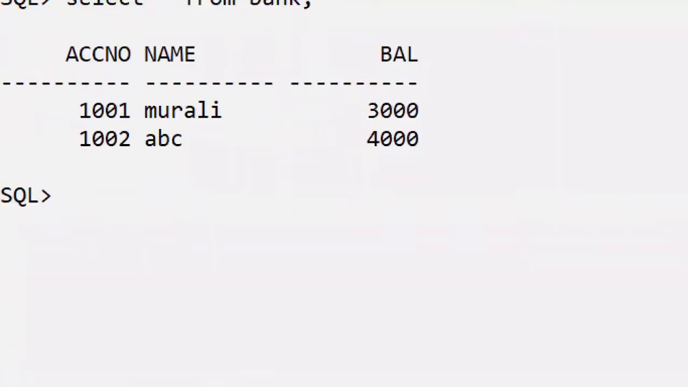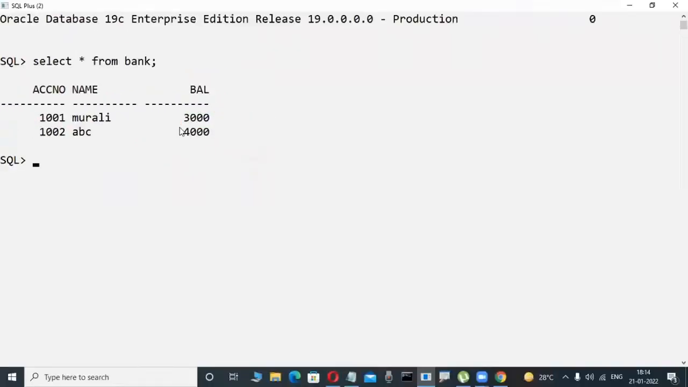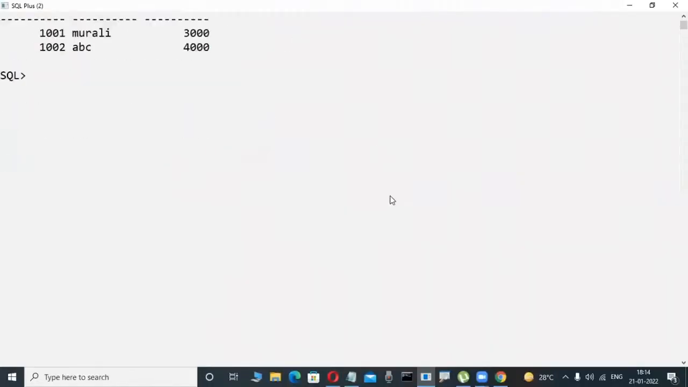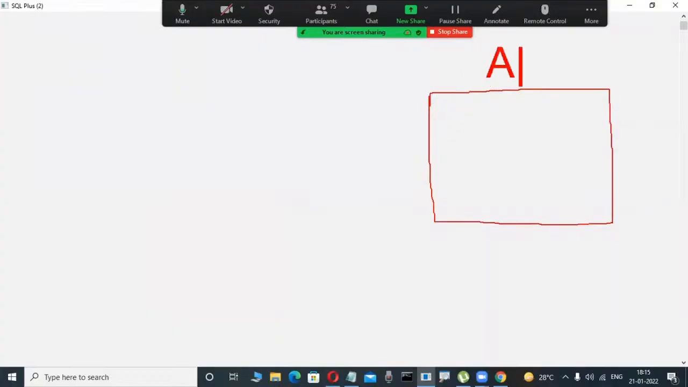Suppose this data, observe it for one minute only. 1001 is an account number. My name is Murli, I'm an account holder. My balance is how much? 3000. Observe here, my balance is 3000, for example. Now check out the scenario. This is an ATM machine, for example. I'm telling one scenario, enough. Now, what is the balance in my account? 3000 is the balance.